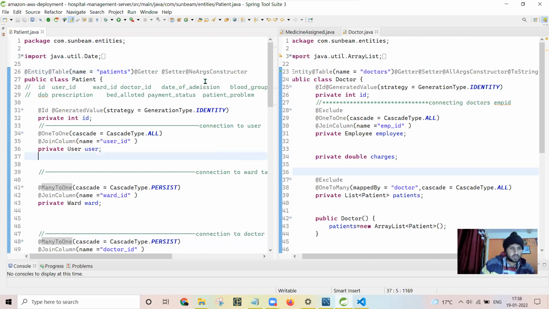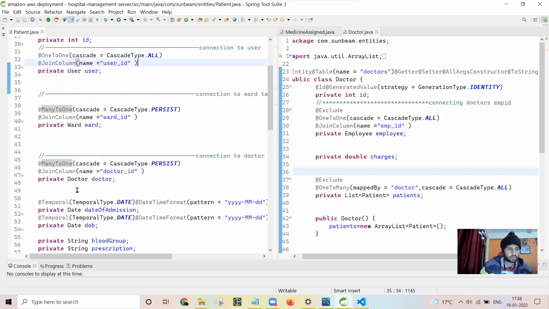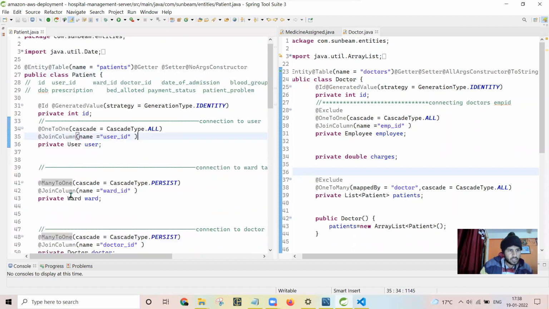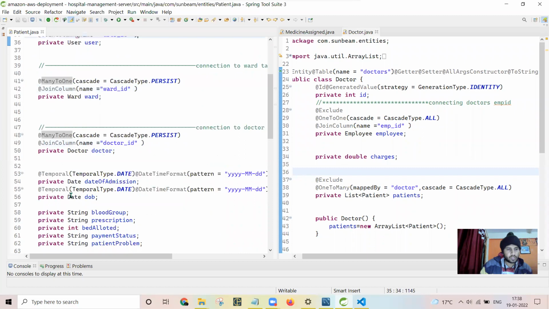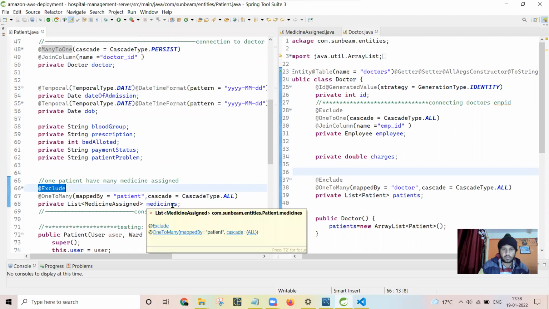And moreover, we are also getting toString here. To exclude these parts from the toString, I have written exclude. You can see here, I have written exclude. This exclude belongs to toString of the Lombok library. That means whenever toString will be called, medicines will not be included.